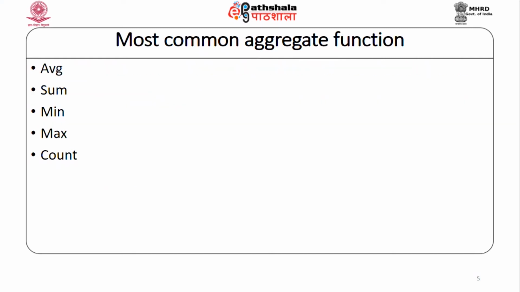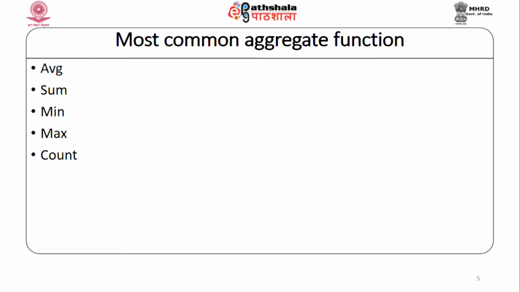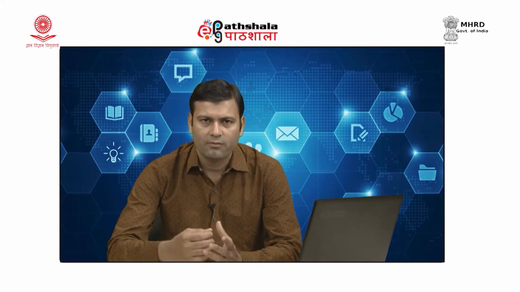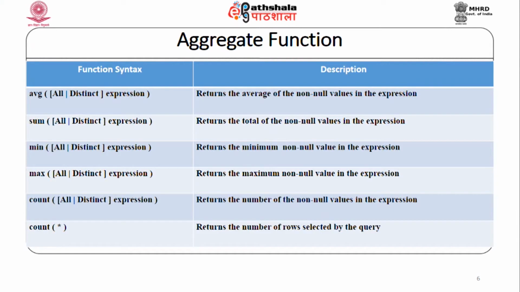There are many aggregate functions, but the most common are average, sum, min, max and count. This is the general syntax for each of these functions. They are very similar. For average, you write AVG, and optionally you can provide ALL or DISTINCT, so it takes either all values or distinct values, and then you provide an expression in parentheses. It returns the average of all non-null values in the expression.